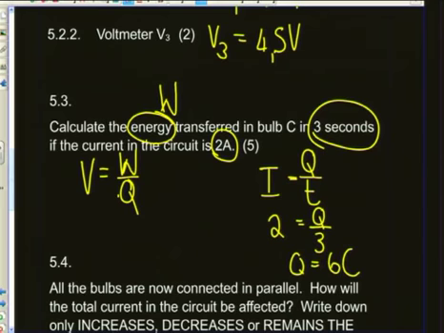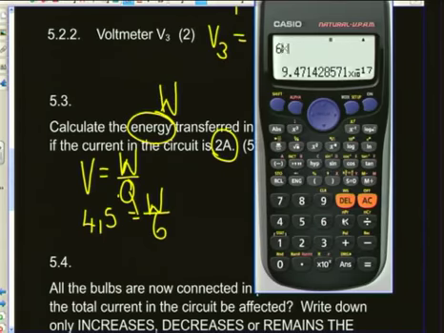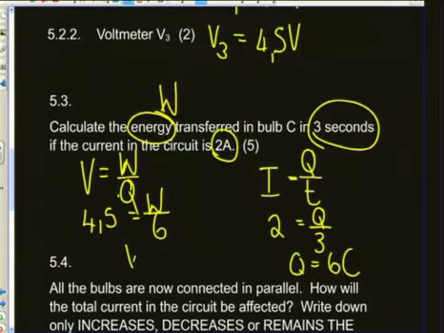My V is 4.5. We want W. Q is 6. So W becomes 6 times 4.5. Let's just work that out. 6 times 4.5, we get 27. So W equals 27 joules.